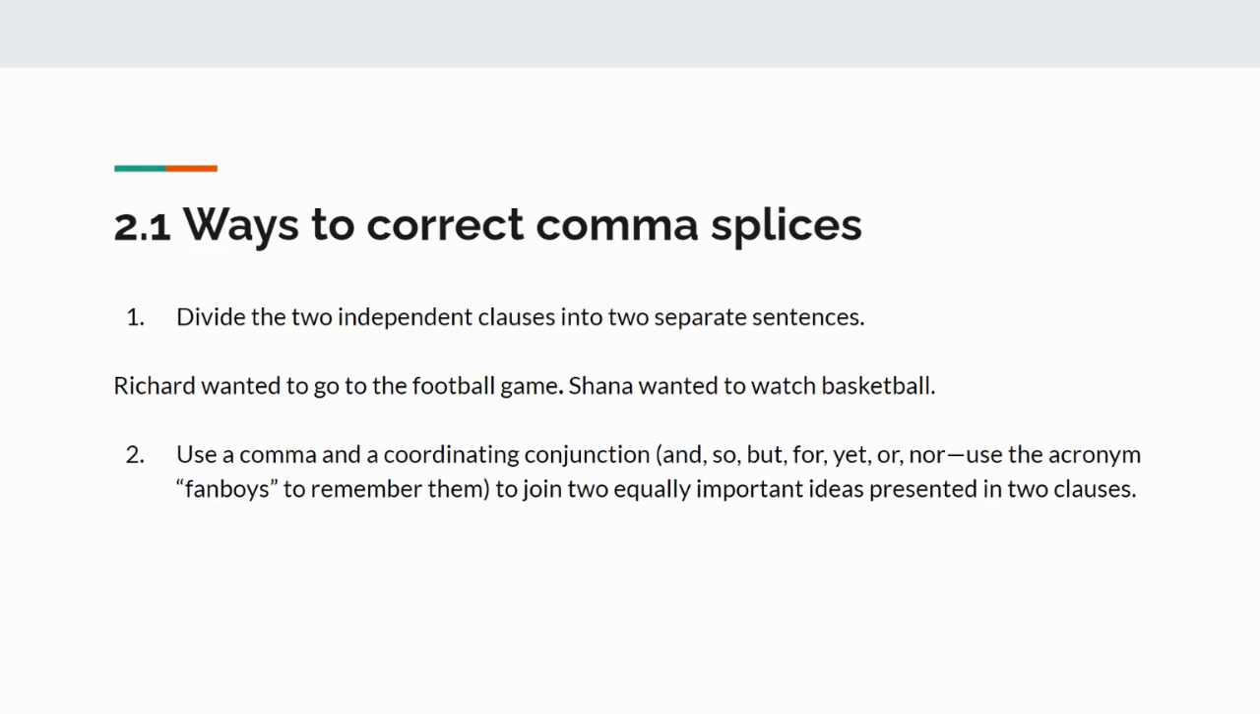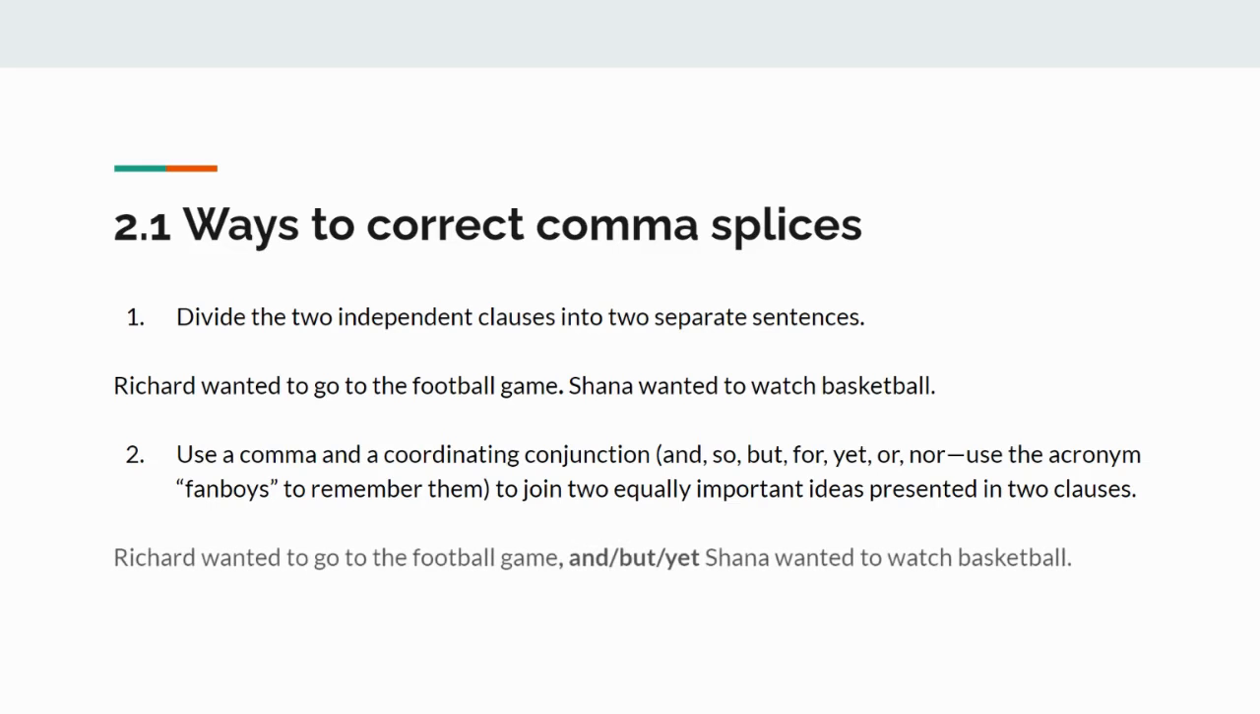A second way to correct a comma splice is to use a comma and a coordinating conjunction, for example, and, so, but, for, yet, or nor. Use the acronym FANBOYS to remember them. To join two equally important ideas presented in two clauses. For example, Richard wanted to go to the football game, and Shauna wanted to watch basketball, but Shauna wanted to watch basketball, yet Shauna wanted to watch basketball. Of course, using these coordinating conjunctions creates a difference in the meaning of the sentence, so use it wisely.